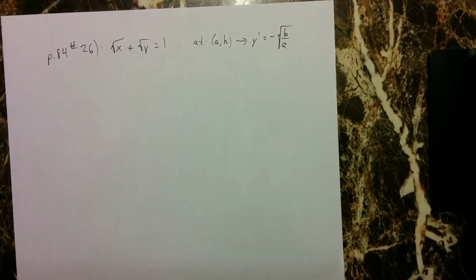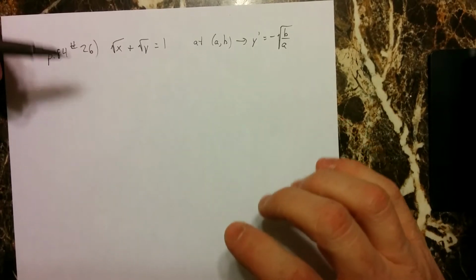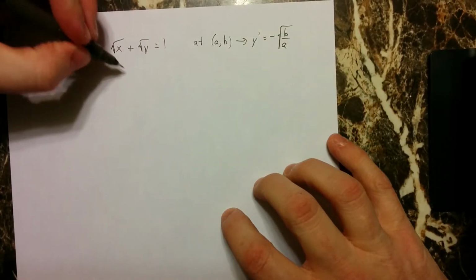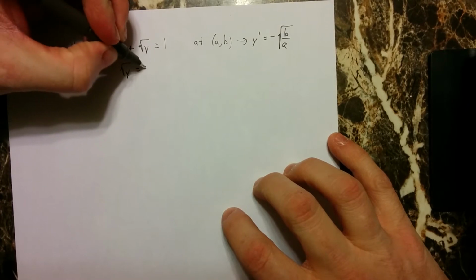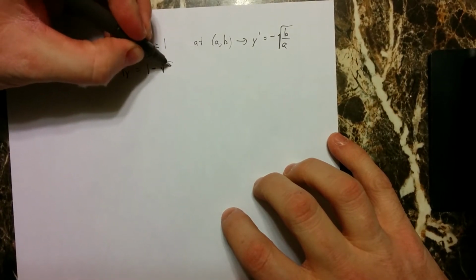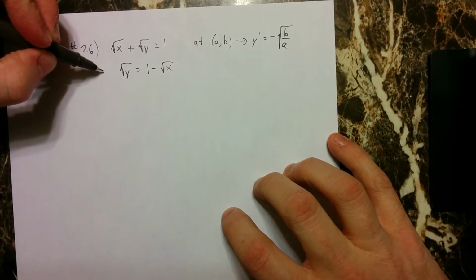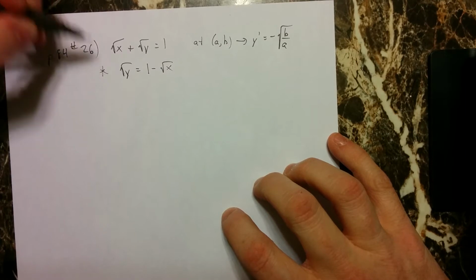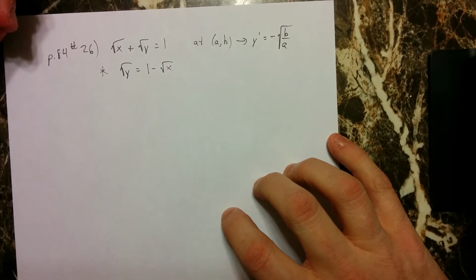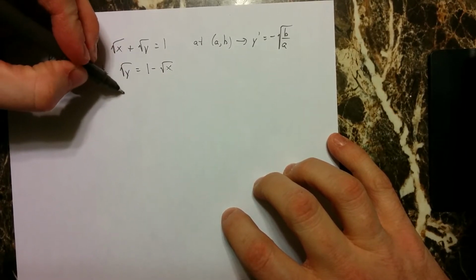So in order to proceed with this, we can't take the derivative in this form, so the first thing we're going to do is solve for y, which means we're going to manipulate this a little bit. Our first step is we'll isolate our root y, which will be 1 minus root x. Now I'm just going to stop here for a second and make note of this. I'm going to put a little asterisk on that right there because we're going to need it in the future. Then we're going to square both sides to get y.